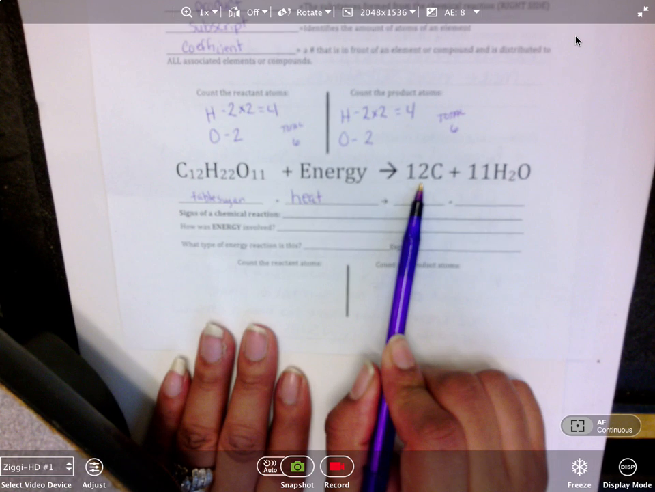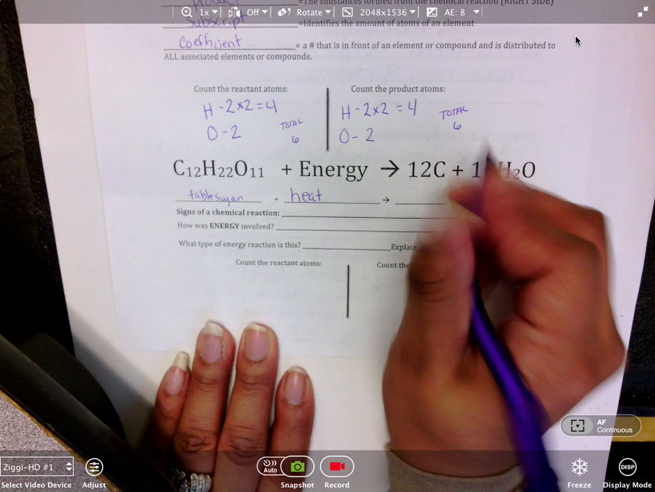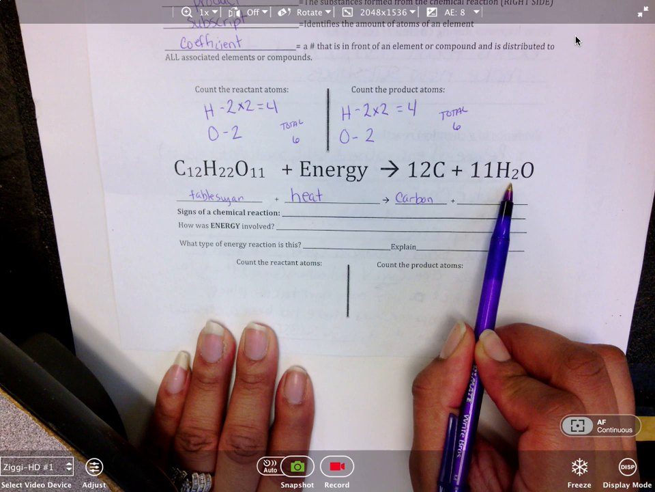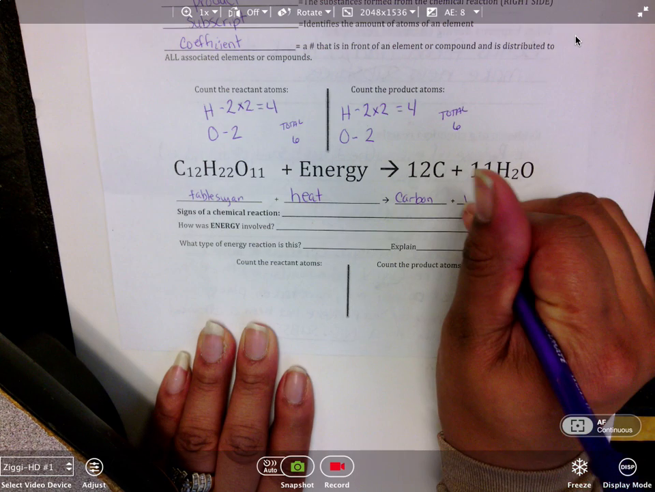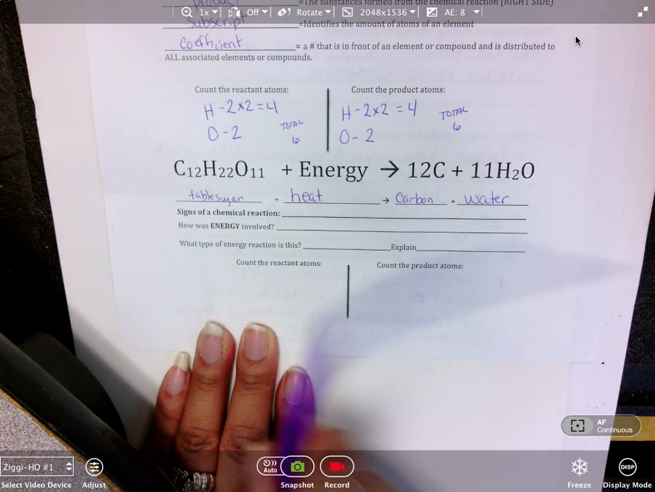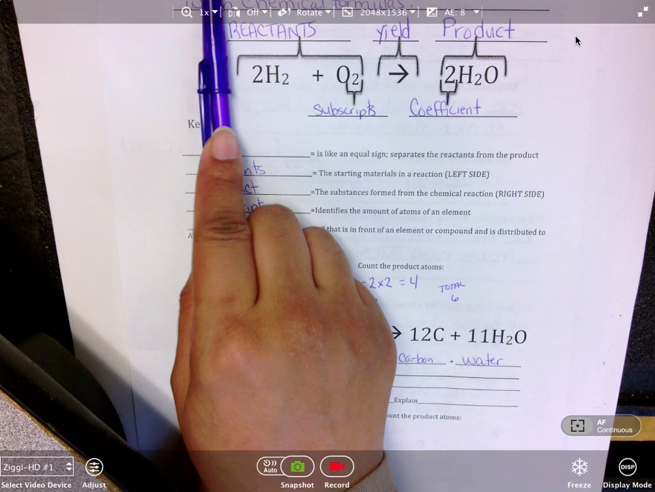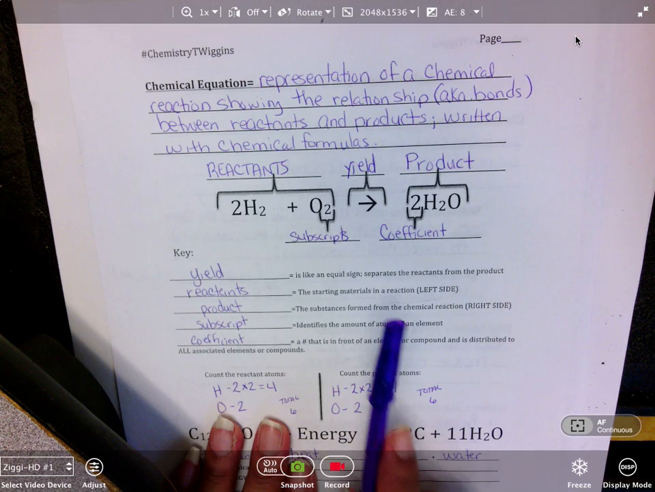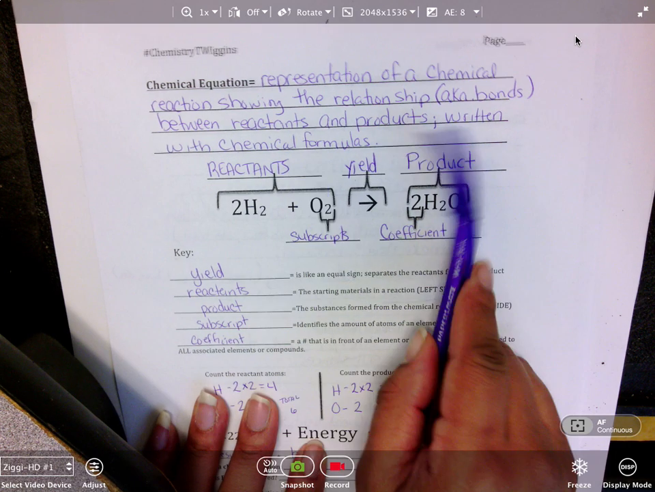But let's take a look and read the equation. What's going to come out? So we're going to have carbon. And what? What's H2O? Water. So the equation is saying, remember we said that a chemical equation is a representation of a chemical reaction showing the relationship between reactants and products. So it's showing the bonds.